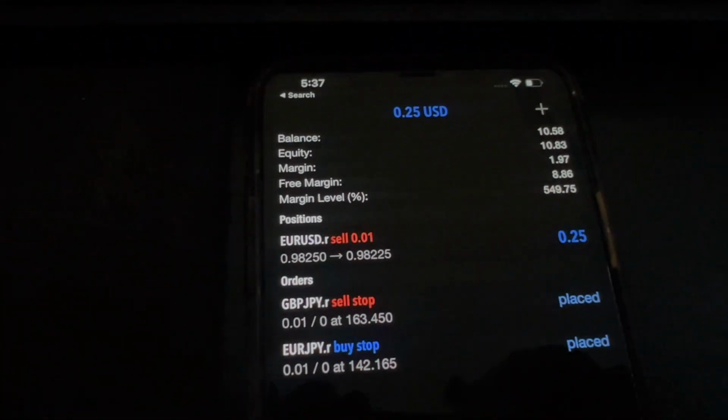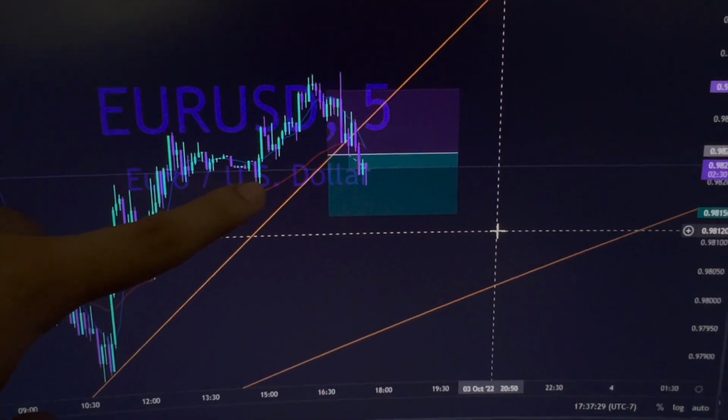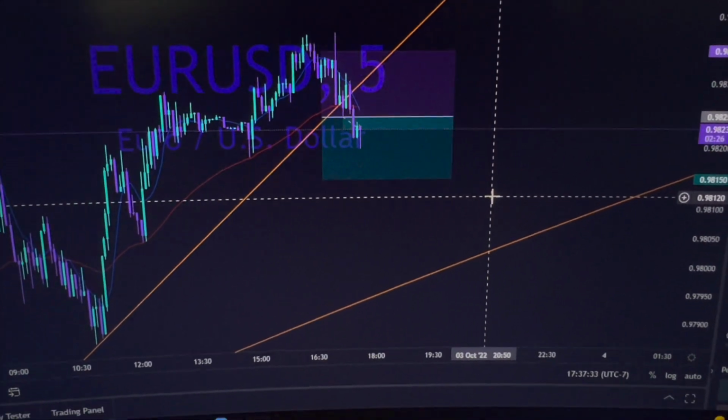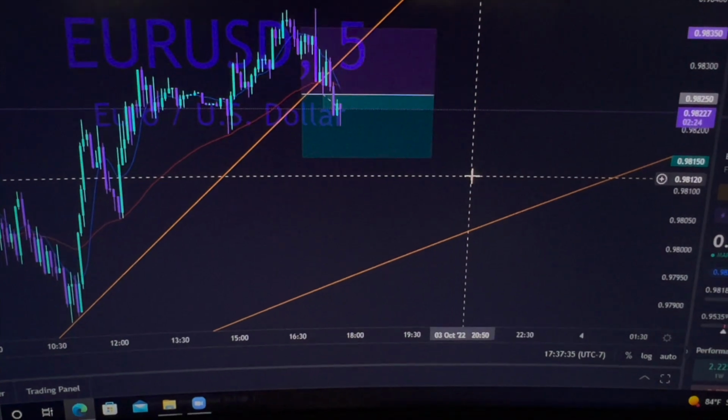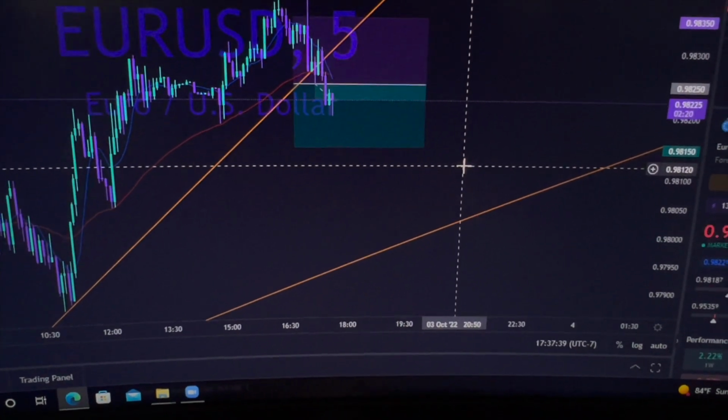As far as the EU trade, we're still in profit, but the trade looks like it's going to reverse. As you guys can see, we're rejecting this area right here, which is the support. But since we only have to use trend line for this challenge, we can't really do anything about it.